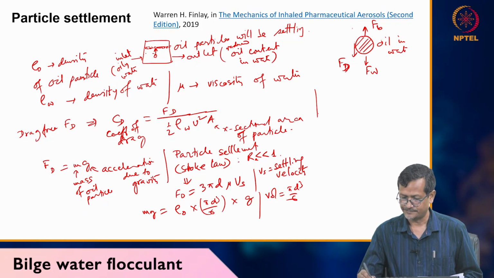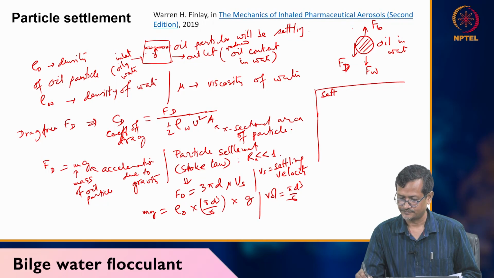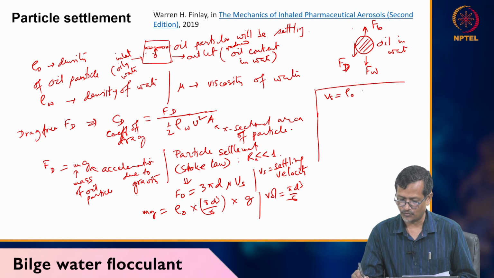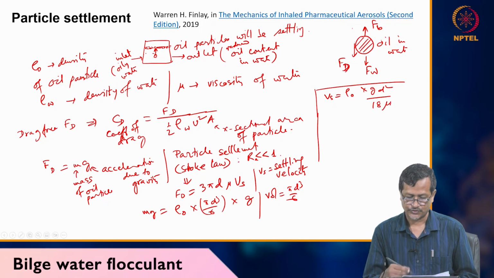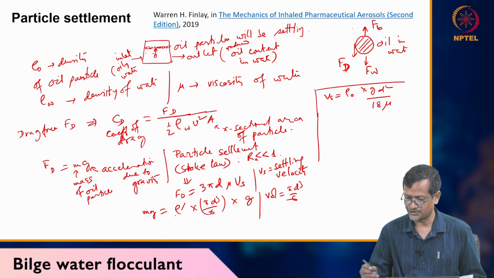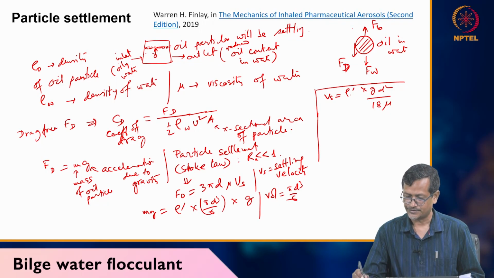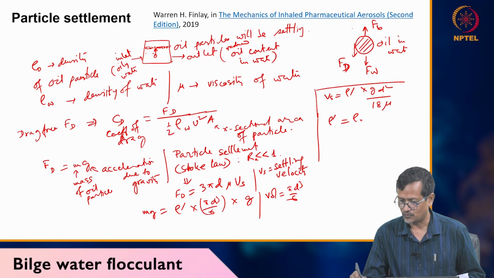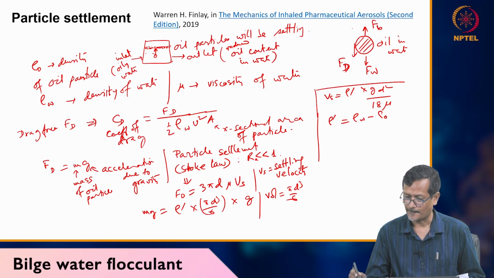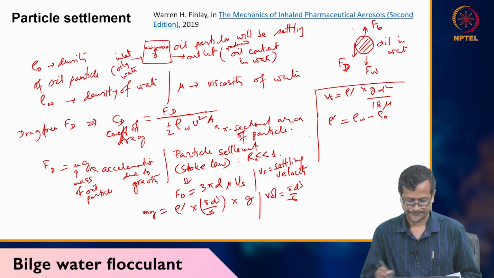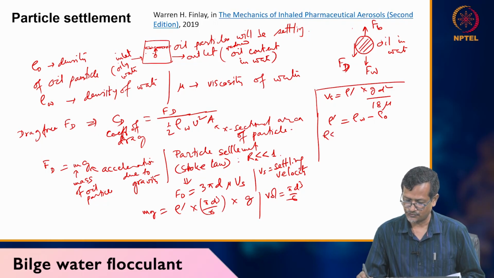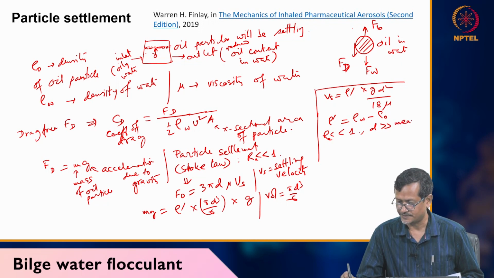Now settling velocity Vs equals rho oil into g d square by 18 mu. So here mg should be rho dash. Okay, rho dash should be rho water minus rho oil. So this is your formula. The criteria is that the Reynolds number should be very much less than 1, and d should be more than the mean free path.